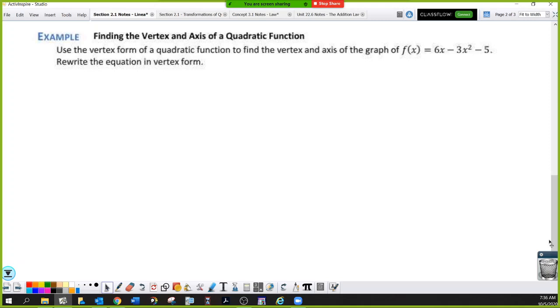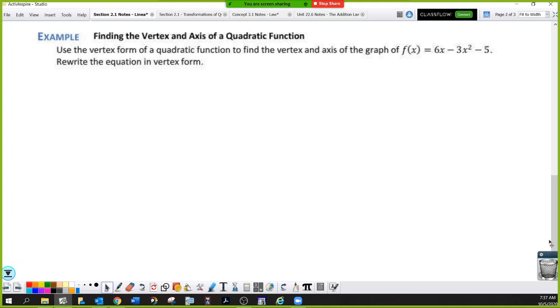It says use vertex form of the quadratic function to find the vertex and the axis of the graph. That means the axis of symmetry. And it says and to rewrite it into vertex form. Well, that is no different from what we did on Friday, except there's something wrong with the way this quadratic has been written. You guys see it? It's not actually in standard form. It's not in standard form because it's not in the correct order. In order for a polynomial to be in the correct order, the exponents must count down from biggest to smallest to usually none. So yeah, this thing's out of order.